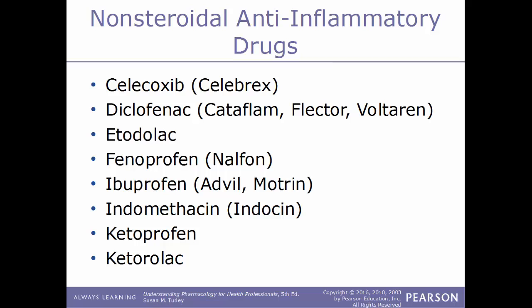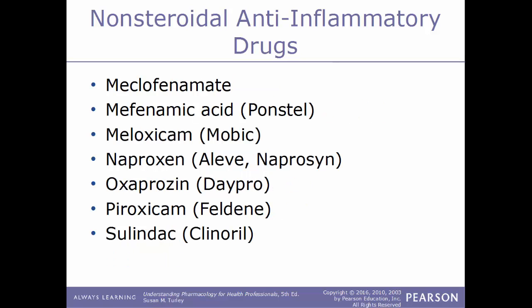Some examples of NSAIDs: celecoxib, which is sold under the trade name Celebrex; diclofenac, which is sold under the names Flector, Voltaren, or Cataflam; etodolac; fenoprofen, which is sold under the name Nalfon; ibuprofen, sold under the names Advil and Motrin; indomethacin, which is sold under the trade name Indocin; ketoprofen, ketorolac; meclofenamate; mefenamic acid, which is sold under the name Ponstel; meloxicam, sold under the name Mobic; naproxen, also known as Aleve; oxaprozin, sold under the name Daypro; piroxicam, also known as Feldene; and sulindac, also known as Clinoril.